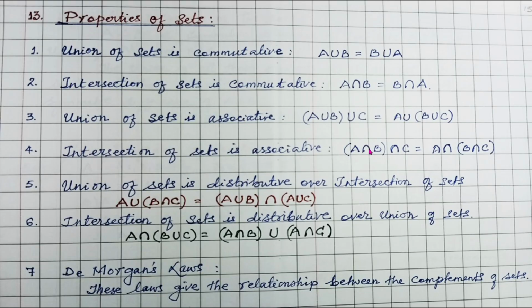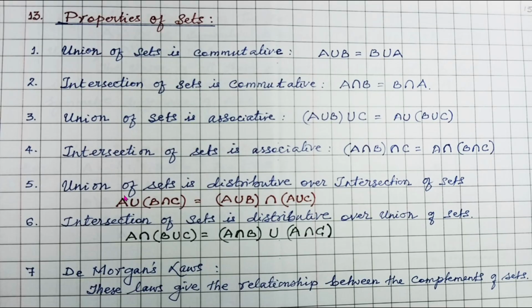Intersection of sets is associative. Again, if you take A intersection B first and then take the intersection with C, or first take B intersection C and then take A intersection with it, the resulting set is again the same. That means intersection of sets is associative. Remember that.